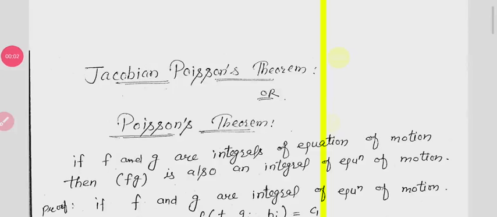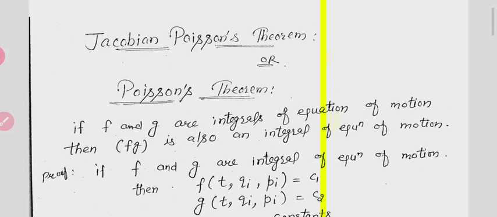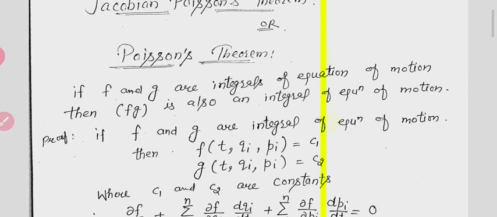Hello students, in the last video lecture we talked about the definition of the Poisson bracket, and on the basis of that definition we gave the definition of an integral of equation of motion and the Poisson identity. Okay, so now the next theorem is the Jacobi-Poisson theorem, or you can say the Poisson theorem.